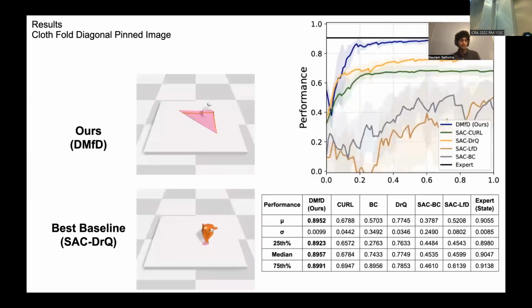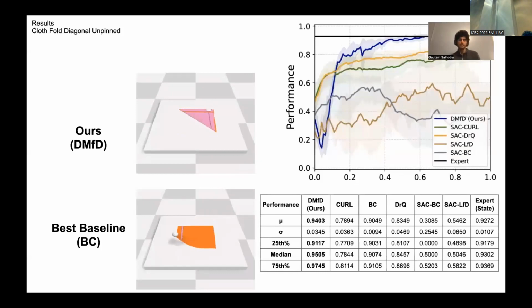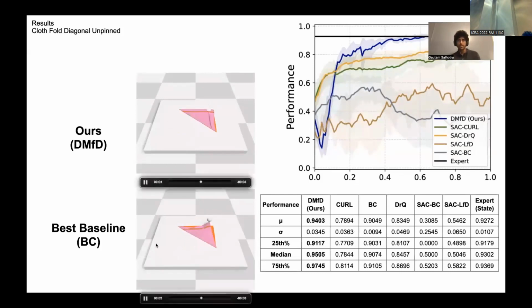Our new environments that we create are the cloth fold diagonal task that requires the agent to fold a square cloth along a diagonal with only 1 end effector. In the pinned corner version, we successfully fold the cloth almost completely over itself, whereas the best baseline struggles with the task. In the unpinned corner version, we have similar success. And we can see that while the best baseline is able to fold the cloth, it's not actually able to finish the motion.